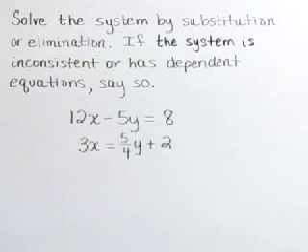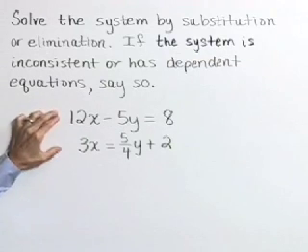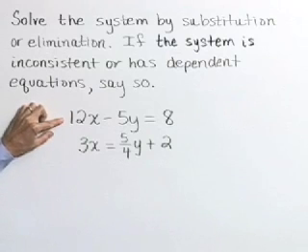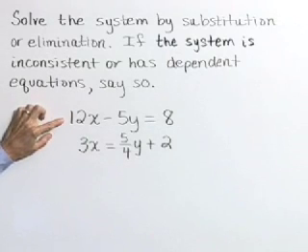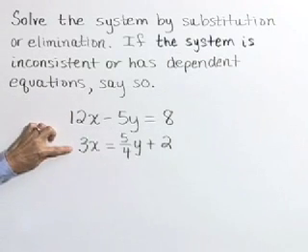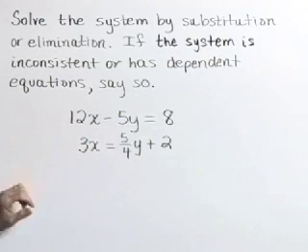Solve the system by substitution or elimination. If the system is inconsistent or has dependent equations, say so. Here we have the system, which contains the equations 12x minus 5y is equal to 8, and 3x is equal to 5/4 y plus 2.